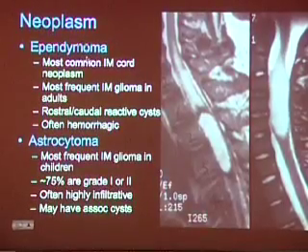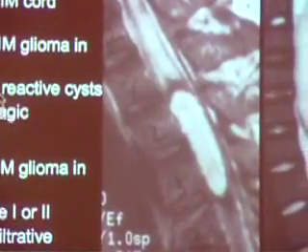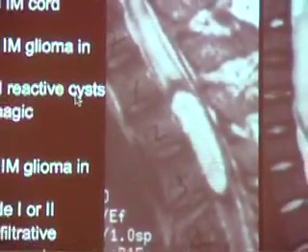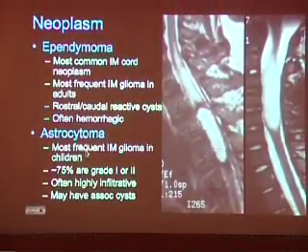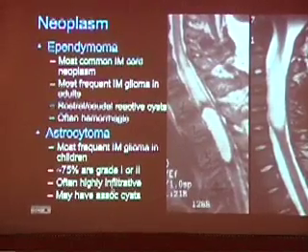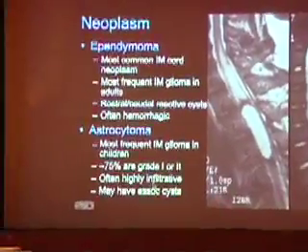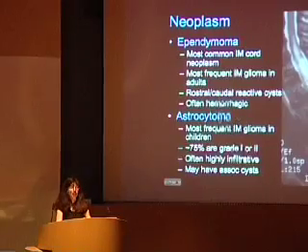Ependymomas overall are the most common intramedullary cord neoplasm, the most frequent intramedullary glioma in adults. They often have rostral and caudal reactive cysts associated with them, and they are often hemorrhagic. Astrocytomas are the most frequent intramedullary glioma in kids. Fortunately, most of them are low grade, but unfortunately, they're often highly infiltrative. And so therefore, unlike the ependymomas, on which you're often able to get a very nice resection, it's very difficult to get a good resection of cord astrocytomas.